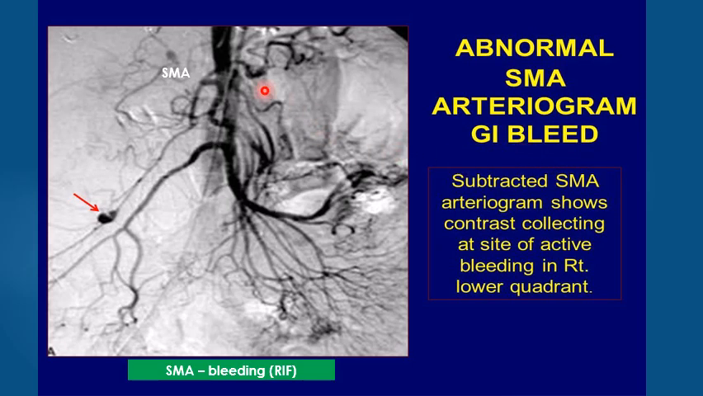Now, advances in angiography have made the visibility much better by subtracting the unnecessary details. So this is called a subtracted SMA arteriogram, where the SMA is cannulated, dye injected, and then you see extravasation of the dye in the right iliac fossa, in the ileocolic artery here. So the bleeding must be in the cecum or ascending colon.